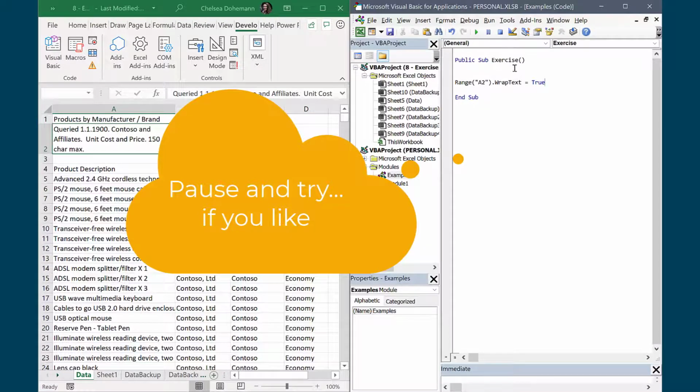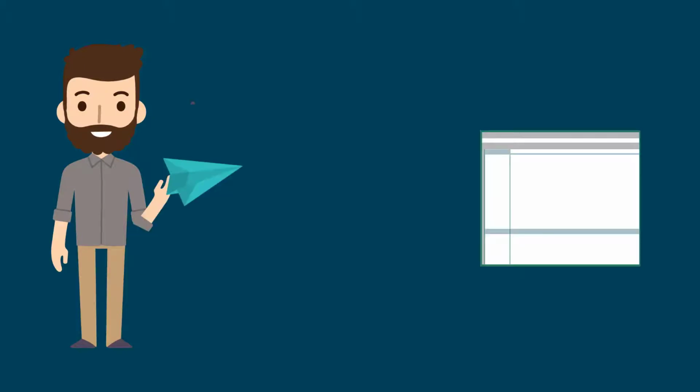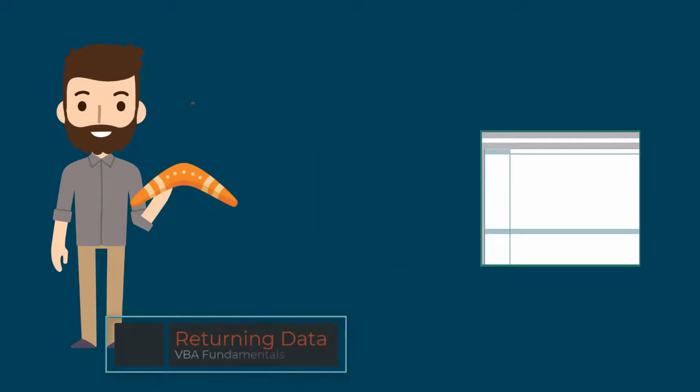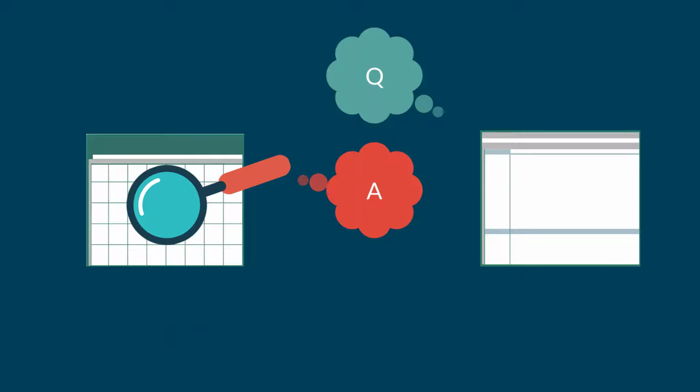Now, you're going to have an exercise at the end of this video, but before we do that, I want to talk about one more super neat thing about properties. While you're able to send data to a property in order to make it wrap text, we can also ask a property to return data to us.